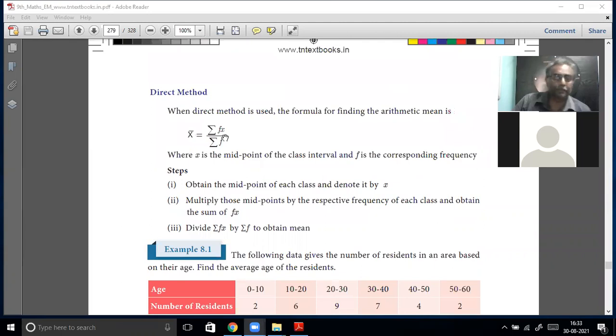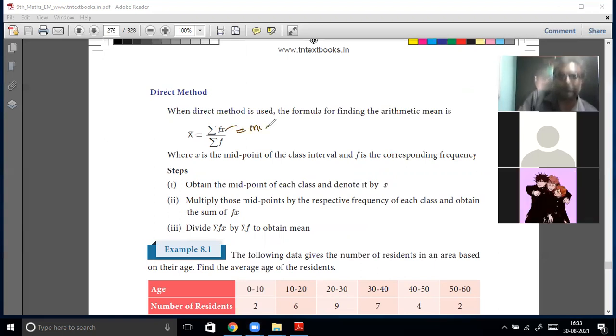Same formula, sigma fx by sigma f. Only thing, x has become different. What is x here? x is nothing but the midpoint. Obtain the midpoint and denote it by x. Then sigma f is equal to n as usual. So you have the class, 20 to 30, 30 to 40 like that. Then you have the frequency. This comes 5 times, this 3 times like that.